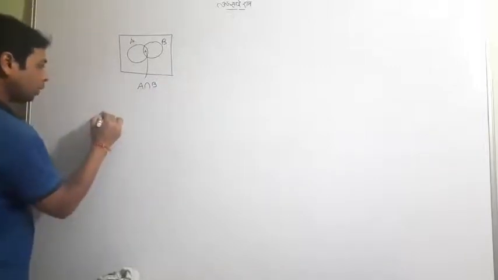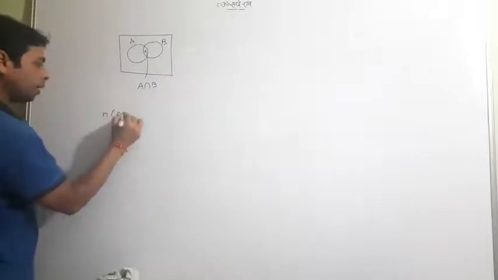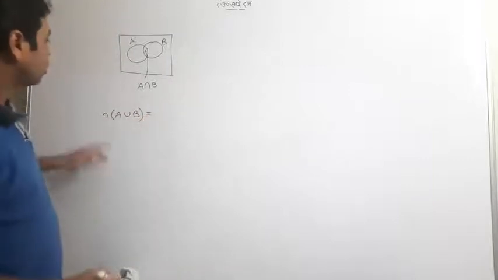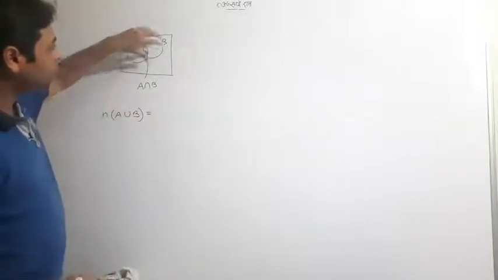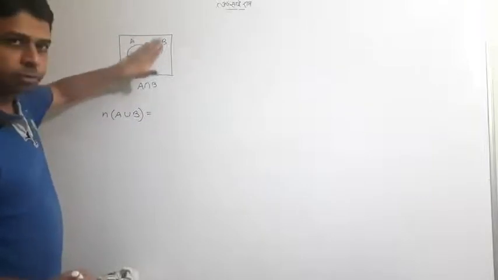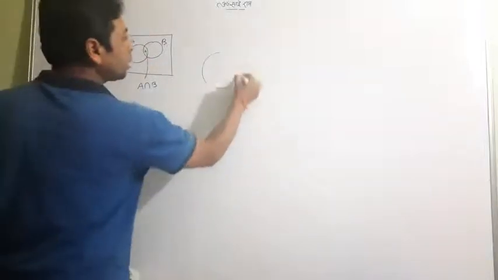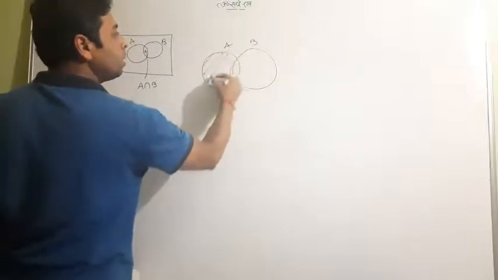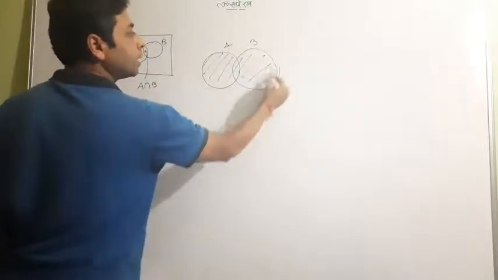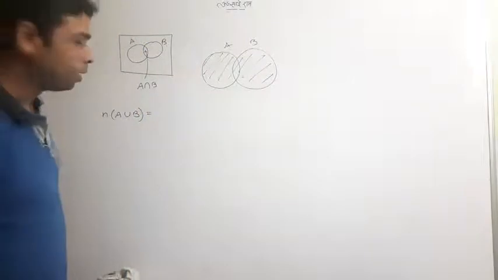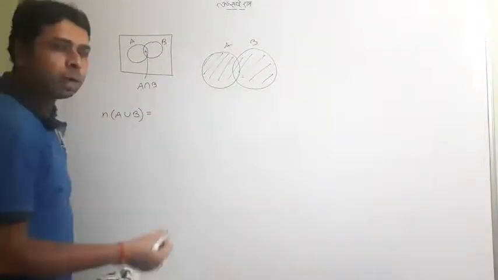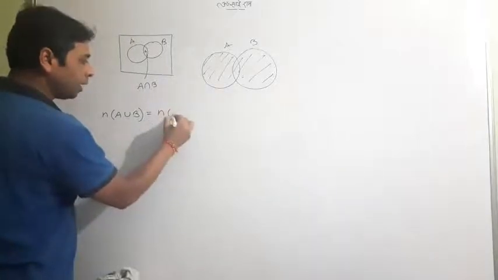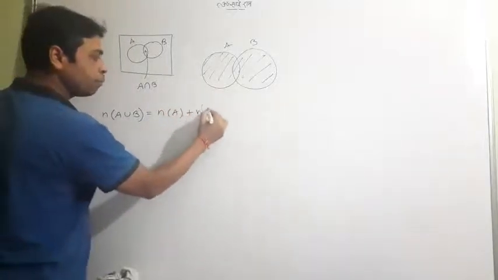It is A, it is B, and it is A intersection B. If I want to say something about A union B, think about what A union B is. A union B means A and B all together, all elements. In rough structure, it is A, it is B, so A union B is the full region, like that. This is A union B, and that equals n of A plus n of B.